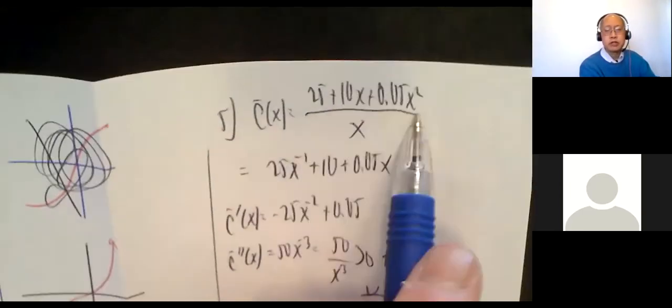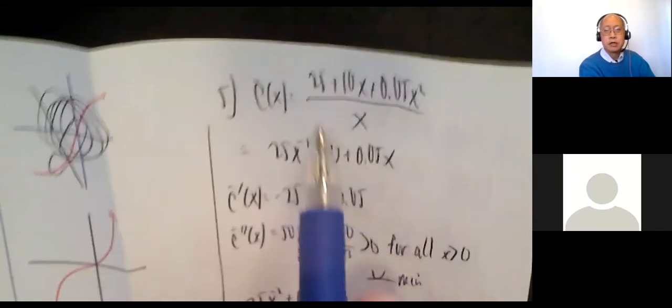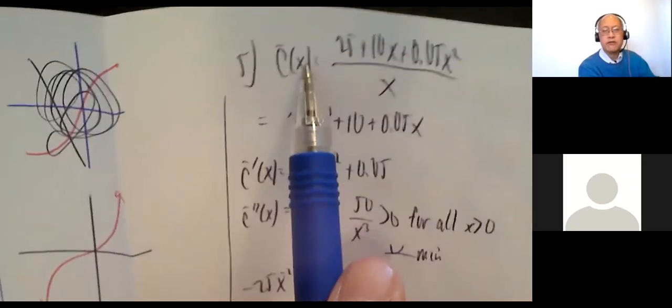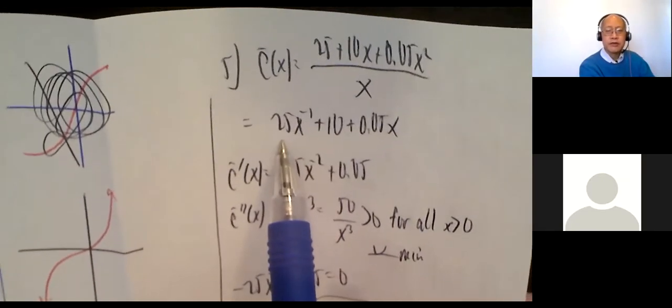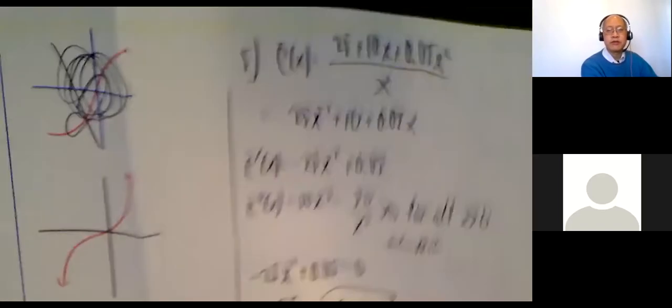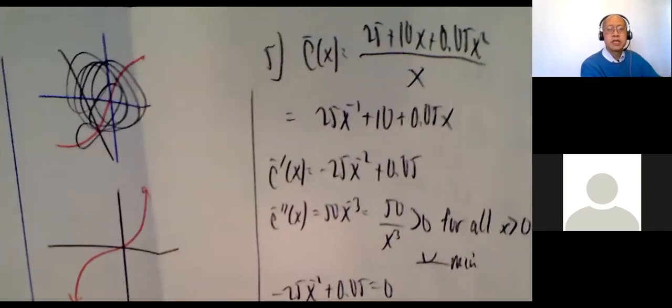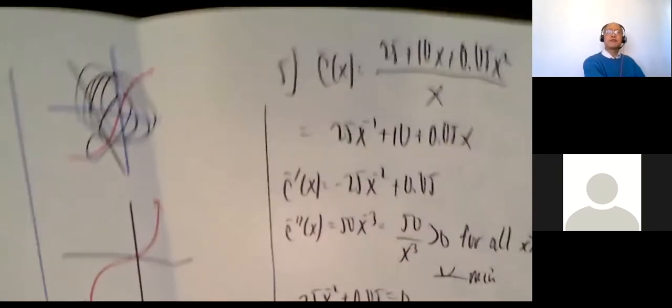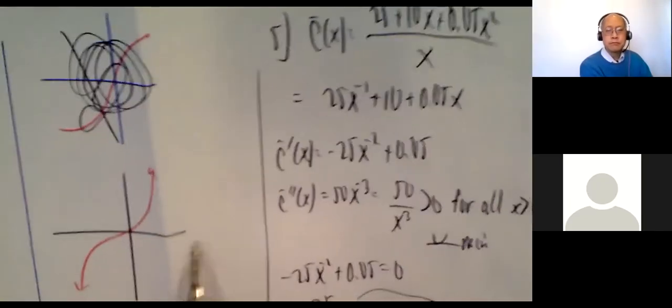Number 5, you need to minimize the average cost. So average cost is the original function divided by x. So there's the original divided by x. So 25 over x, 25x to the -1. That divided by that is 10. That divided by that is 0.05x. C bar, the bar on top, for average cost.